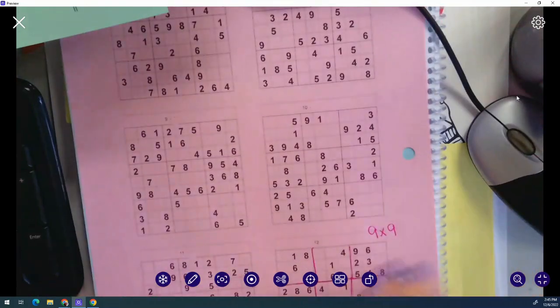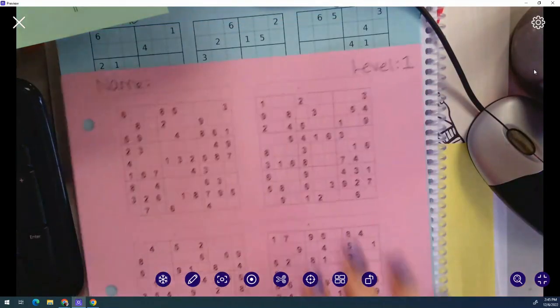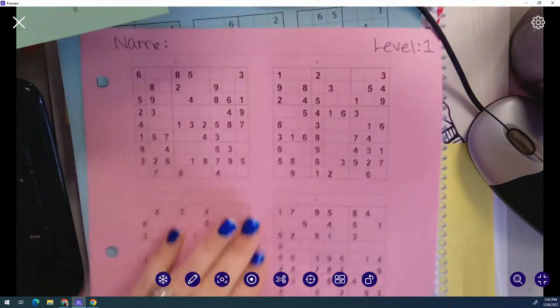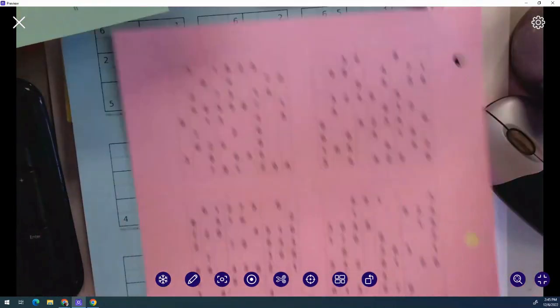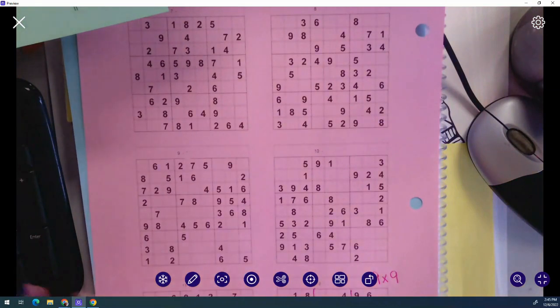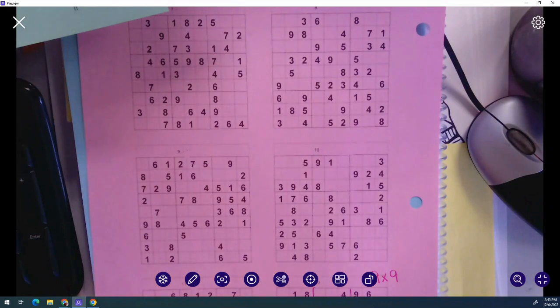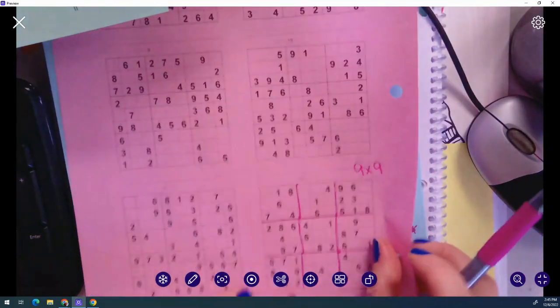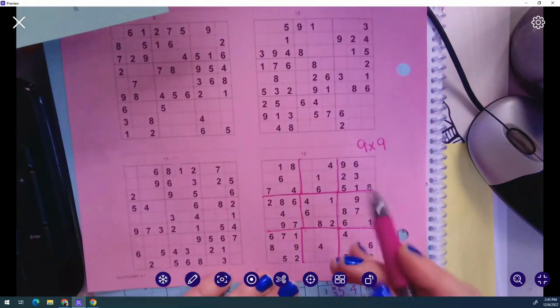All right, so what we're looking at is Sudoku, this is the pink level 1. So these are 9x9s. Don't be intimidated by 4x4s, 6x6s, or 9x9s, because what really gives them their level of difficulty is how many clues they give. So a level 1 is going to give a lot of clues.